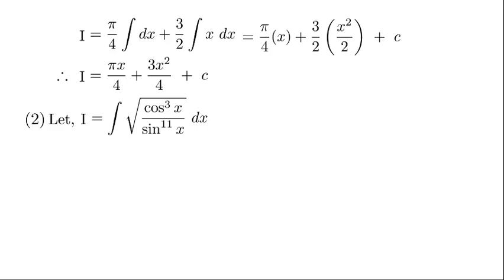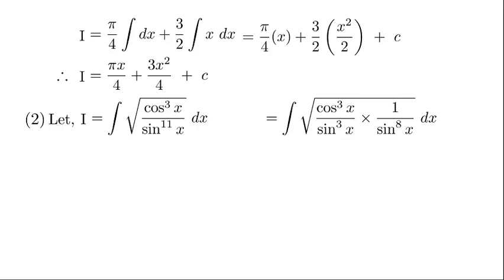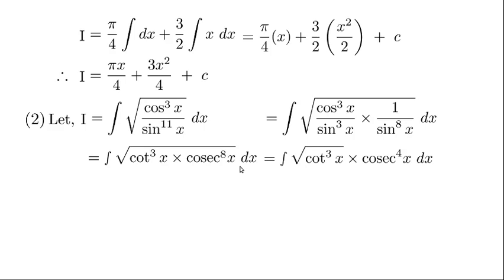Integration of root of cos cube x upon sine raised to 11 x dx. So here we write the denominator sine raised to 11 as sine cube into sine raised to 8 under the root itself. So 1 upon sine is cosec. Therefore it becomes cos cube upon sine cube as cot cube x, and 1 upon sine raised to 8 becomes cosec raised to 8. And now we take the separate root of this and root of this. So it becomes integration of root of cot cube x into root of cosec raised to 8, which will be cosec raised to 4 x dx. And we separate that cosec raised to 4 x as cosec square into cosec square x.